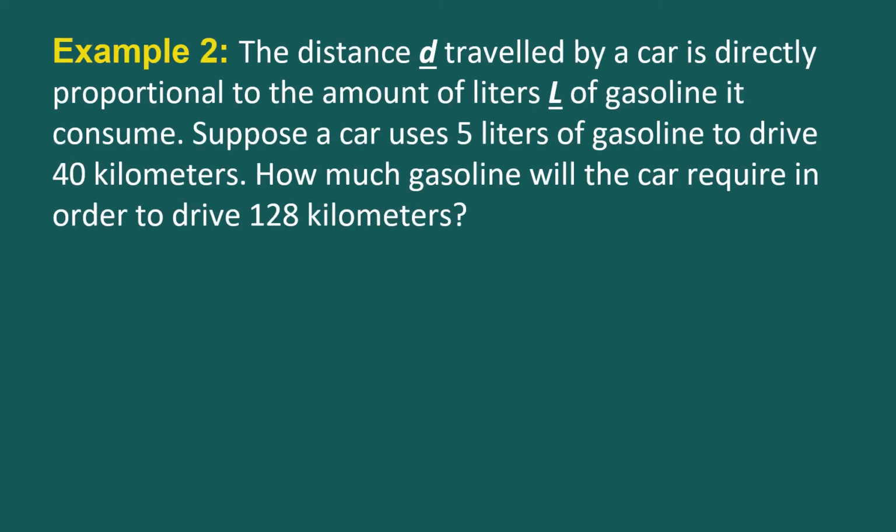Let us have example number 2. The distance d traveled by a car is directly proportional to the amount of liters L of gasoline it consumes. Suppose a car uses 5 liters of gasoline to drive 40 kilometers. How much gasoline will the car require in order to drive 128 kilometers? Let us answer this using the 4 steps in solving direct variation problem.